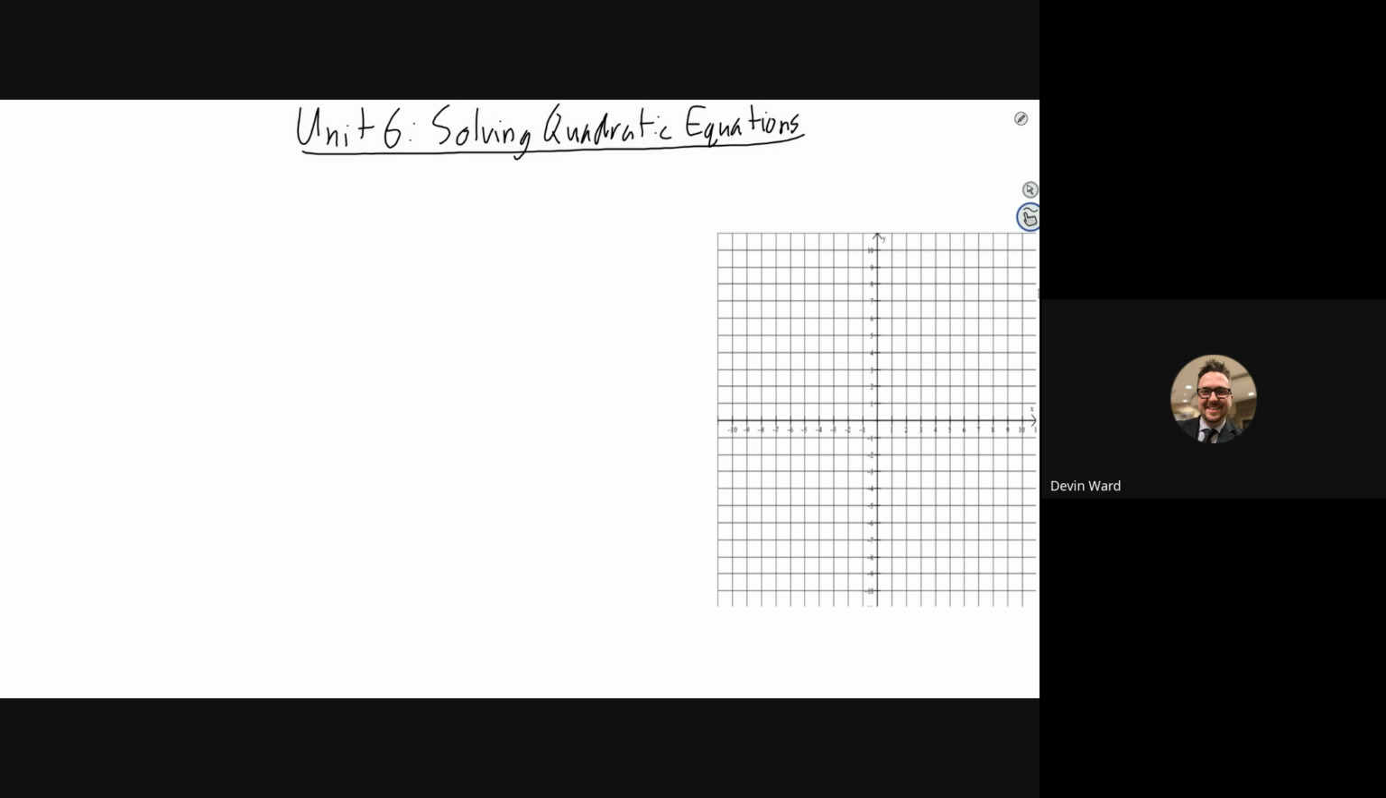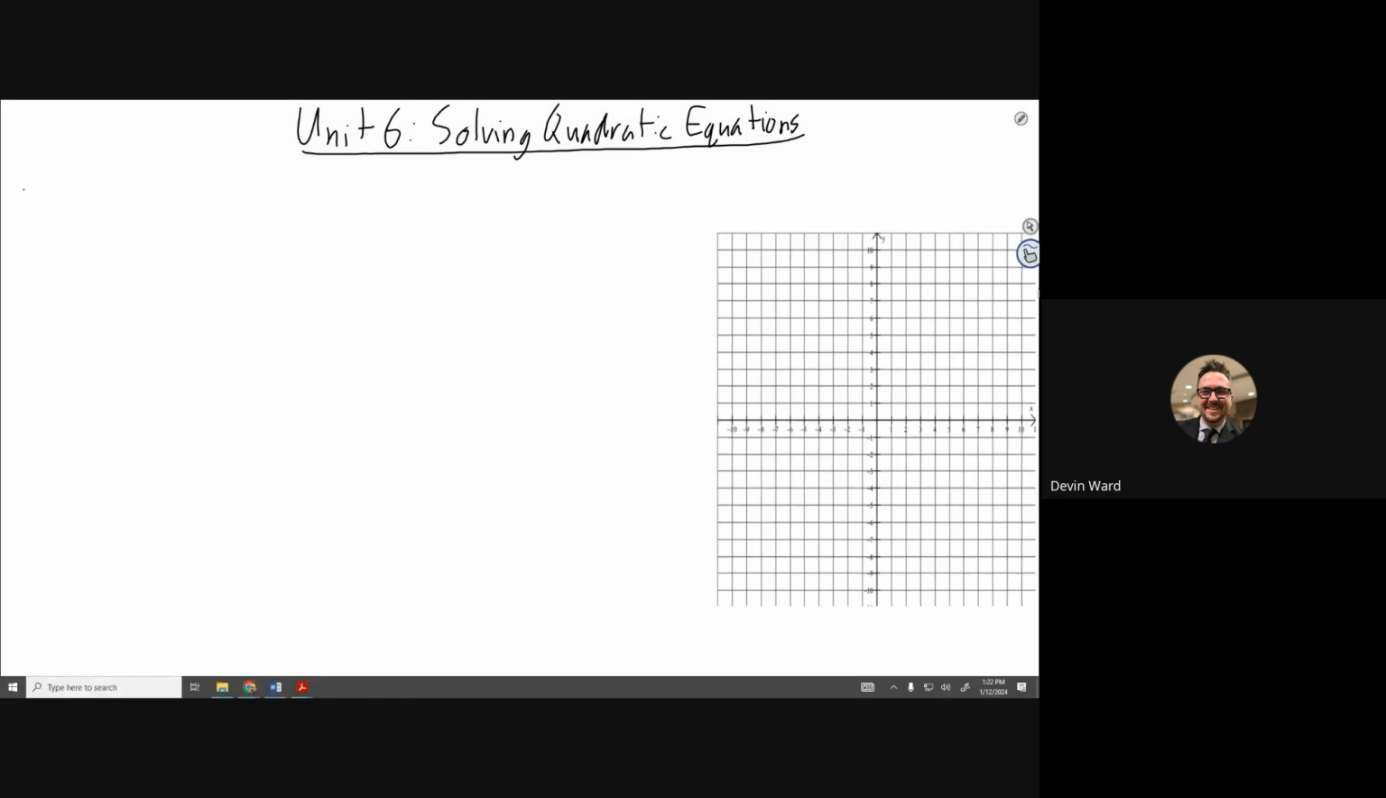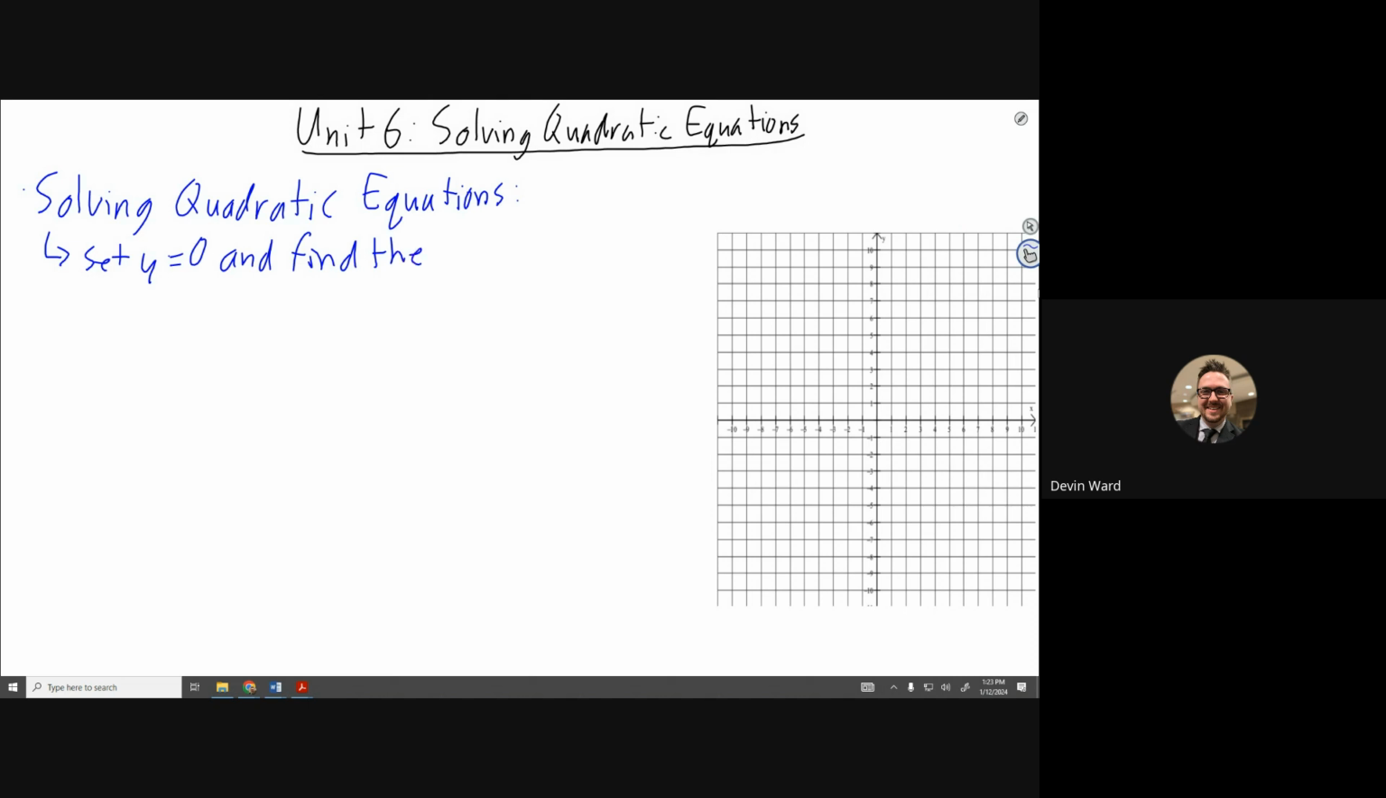Okay, so when we talked about this unit, the first thing we talked about was solving by graphing. But before I get into that, solving quadratic equations, what it means is to find out set y equals 0 and find the root. And the roots of the quadratic equations are just the x-intercepts. So when we say that we're solving quadratic equations, we just want to find the x-intercept, whether it's 1 or 2, or it could be none. We'll talk about that in a second. But that's what we're doing here.